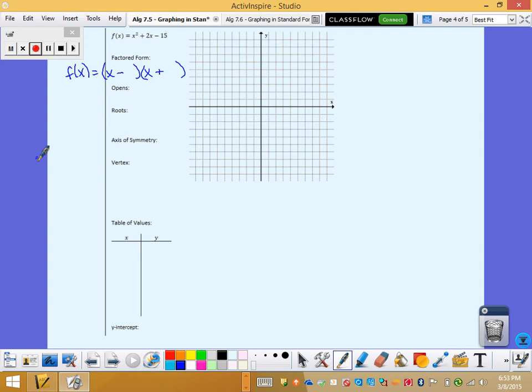3 and 5 give me 15, and I can figure out a way to get those to add to 2. The bigger number has to be positive, so 5 is going to go here, and 3 is going to go here. Once again, this one opens upwards because I have a equal to 1. And my roots are when I solve for when y is 0, and I get negative 5 and 3.